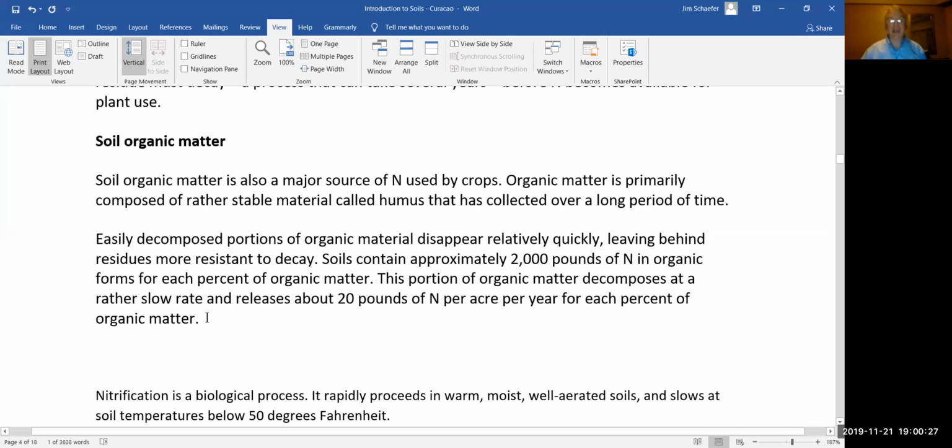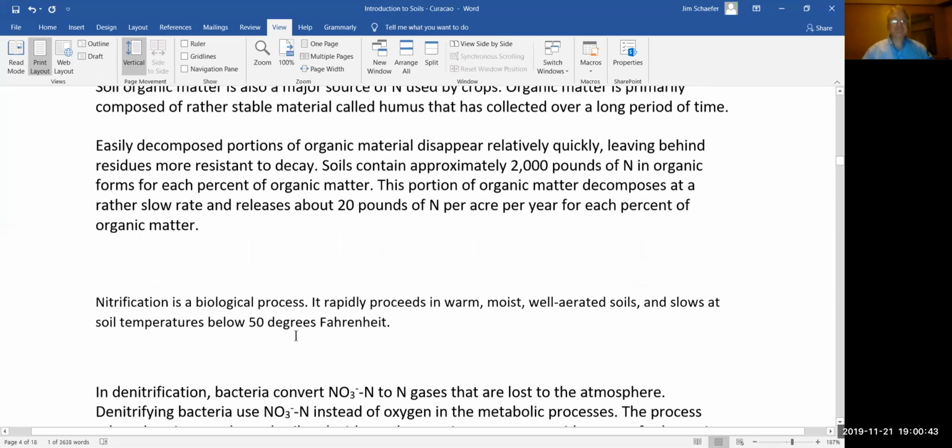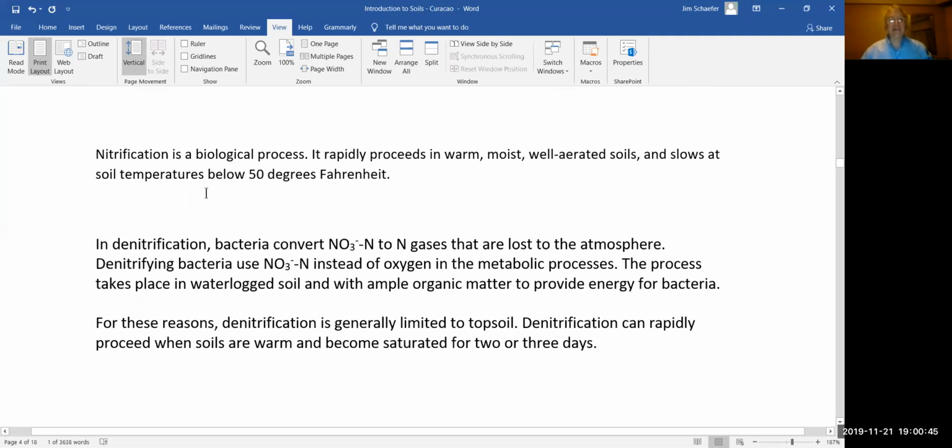Now, this is the classic information about the evolution of organic matter and the liberation of nitrogen. But you can accelerate that in your farm management system by enhancing the biological life of your soil. Nitrification is a biological process. It rapidly proceeds in warm, moist, well-aerated soils and slows at soil temperatures below 50 degrees Fahrenheit.